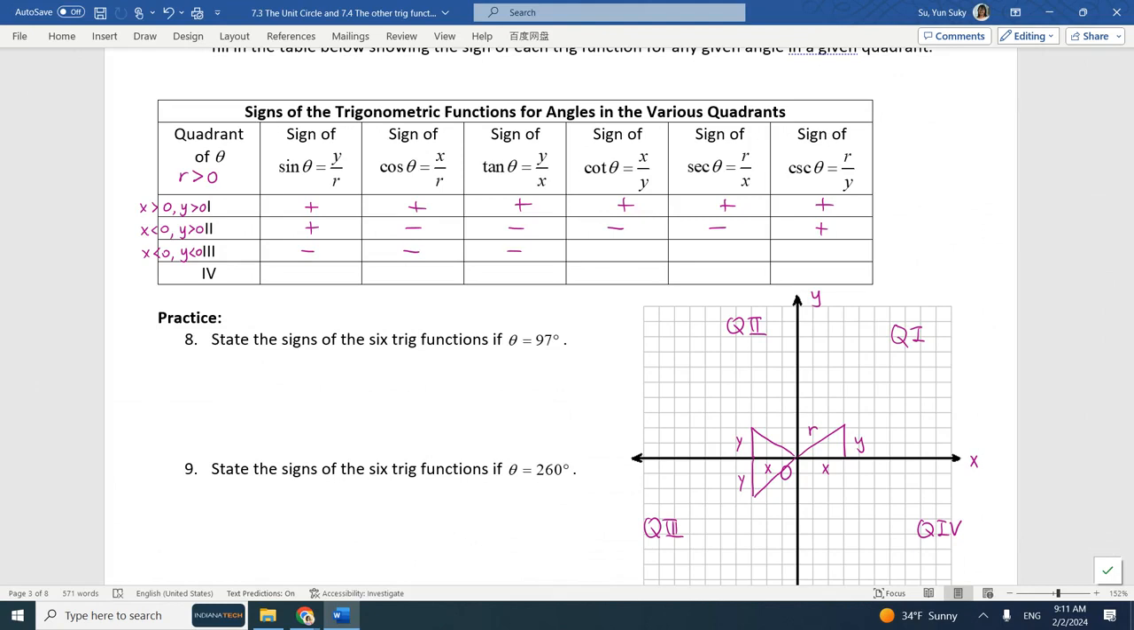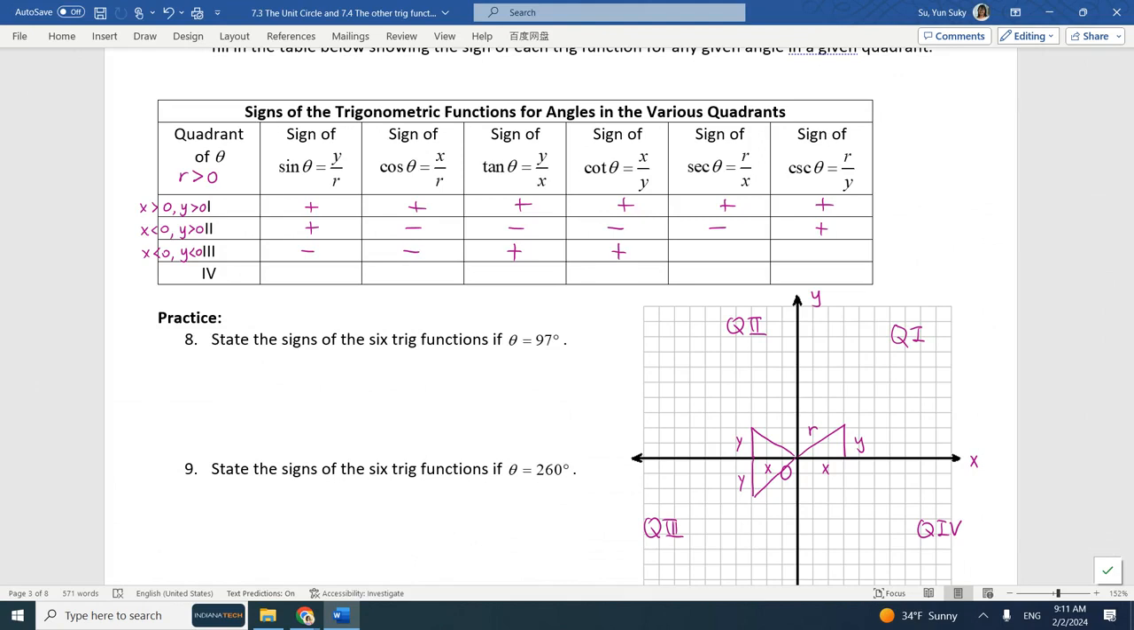See? X is negative, Y is negative. And Oscar? Cotangent. Negative? Positive. Yeah, both of them are negative. So positive. Okay. And I already answered.